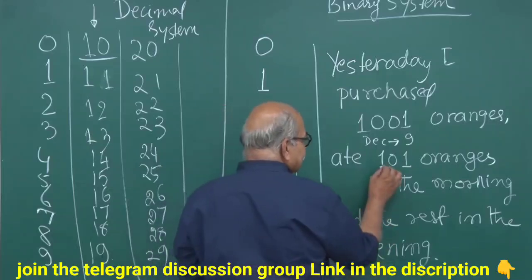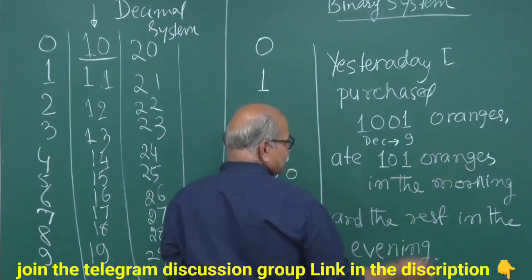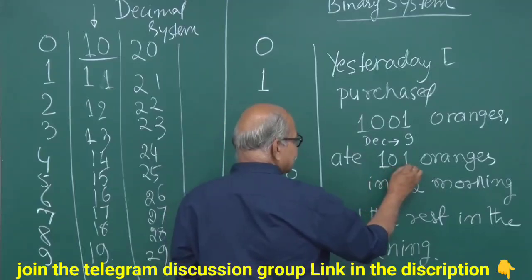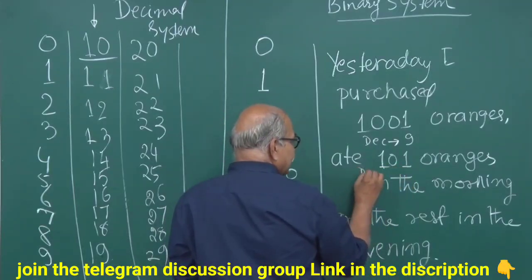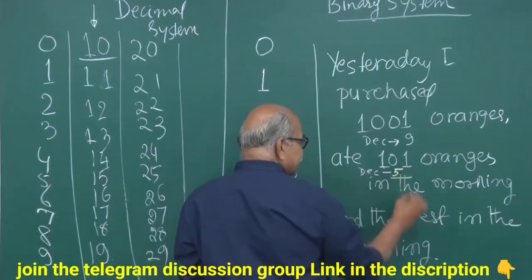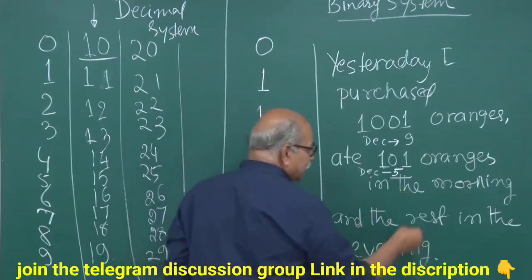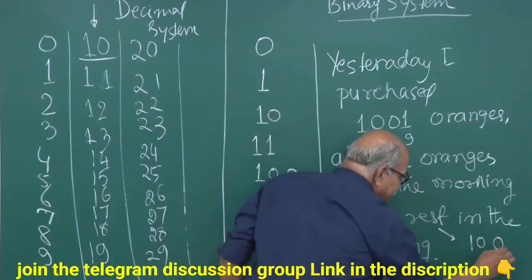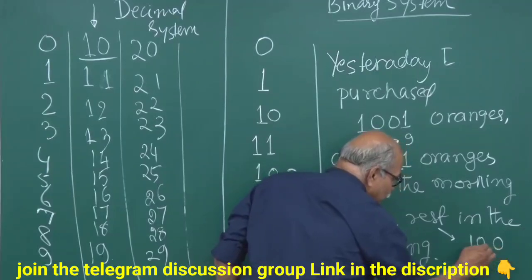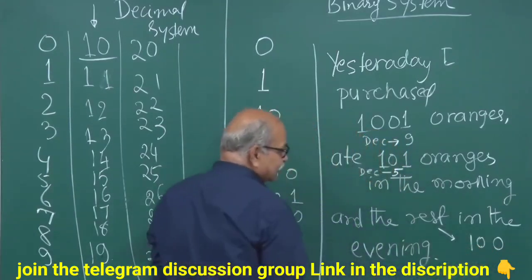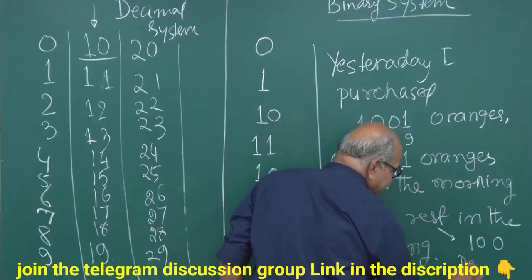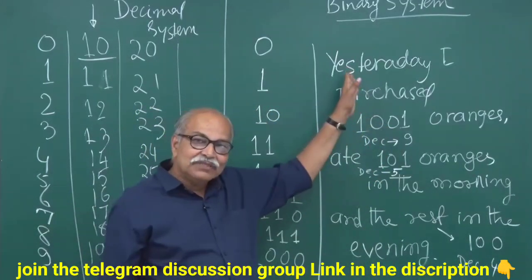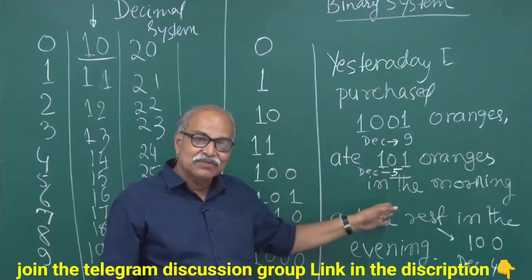And then I ate 101 oranges. So, this is 1, this is 2, this is 2 square. So, 1 here and 4 here. So, I ate 5 of them here, and the rest is how many? What is rest? The rest is 100. 1 place, 2's place, 2 square's place. So, this is 4, decimal 4, right. So, this is how the binary number system goes.